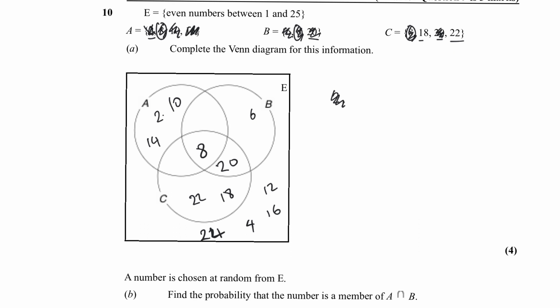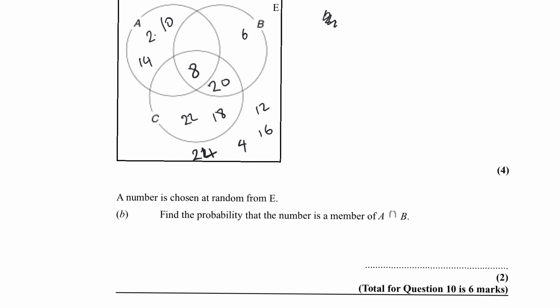Okay. Then it says a number is chosen at random from E, and it says find the probability that the number is between A and B. So realistically, if it was between A and B solely, then it would only occupy that part.